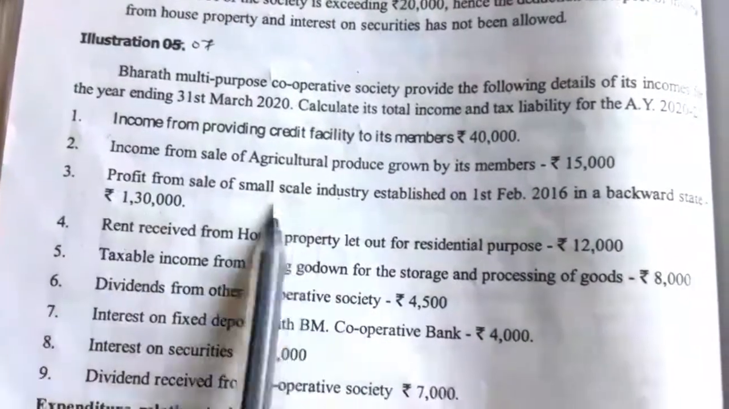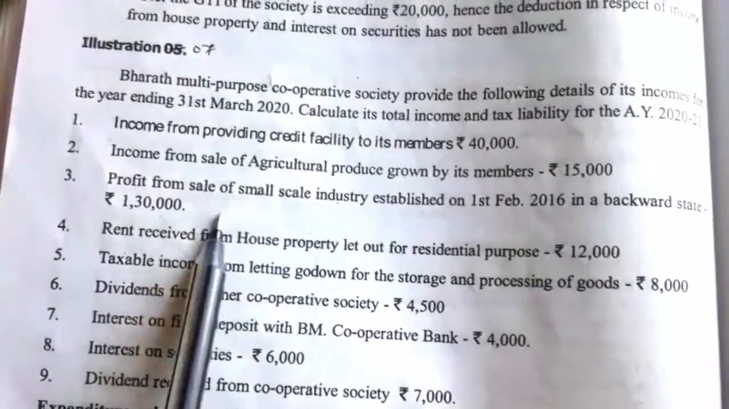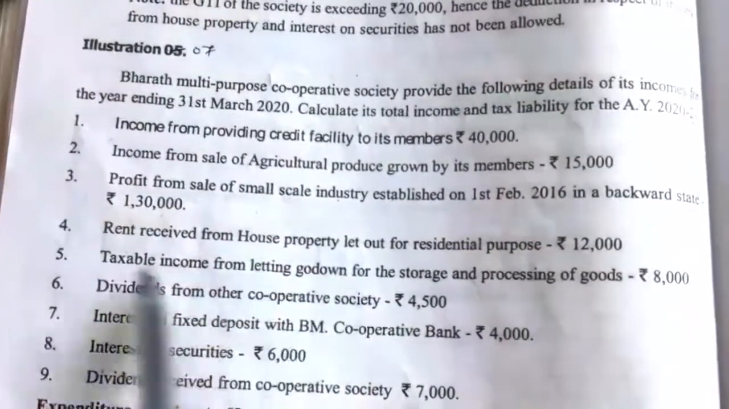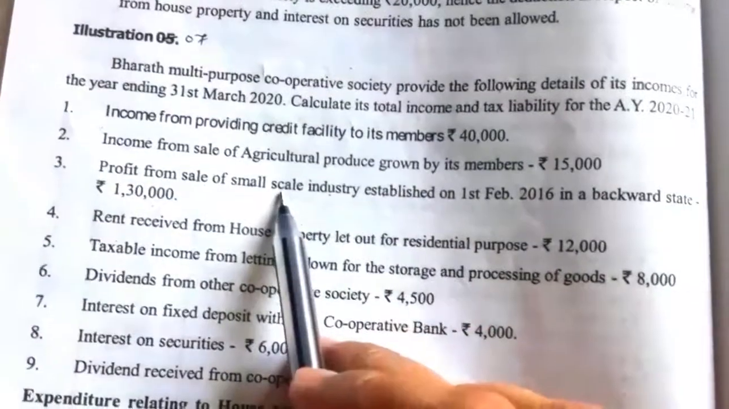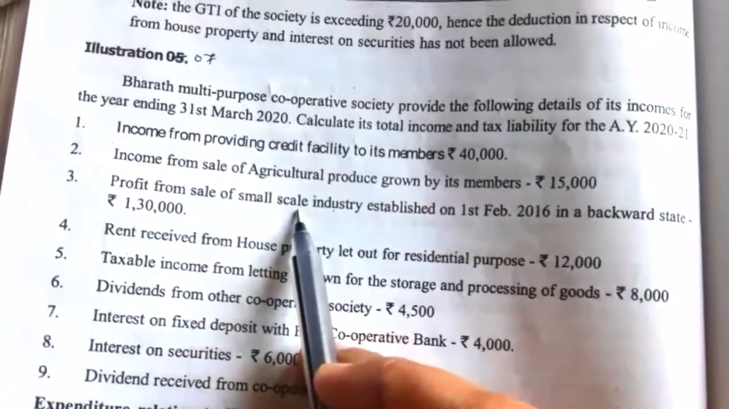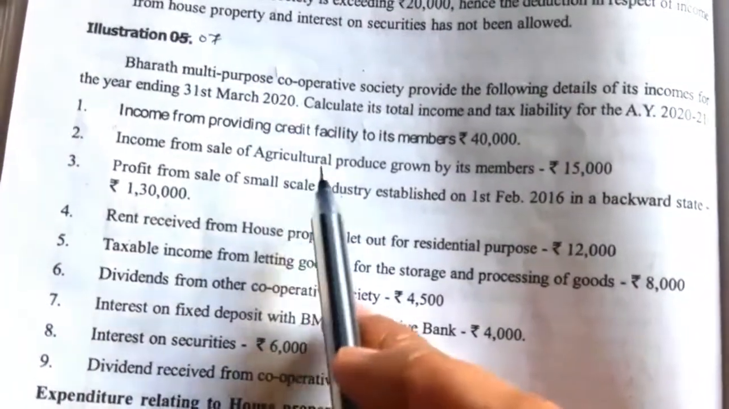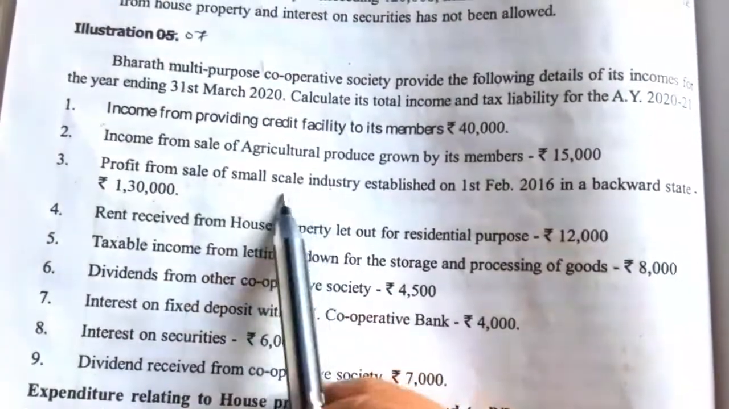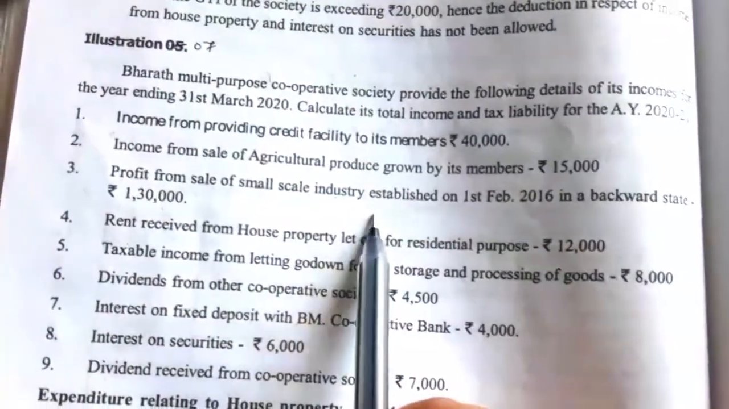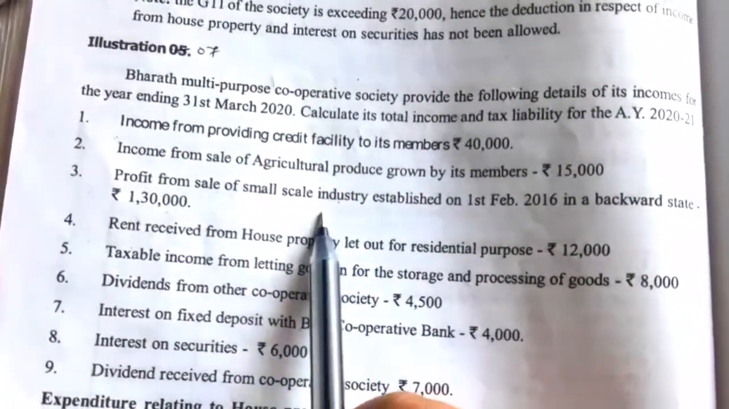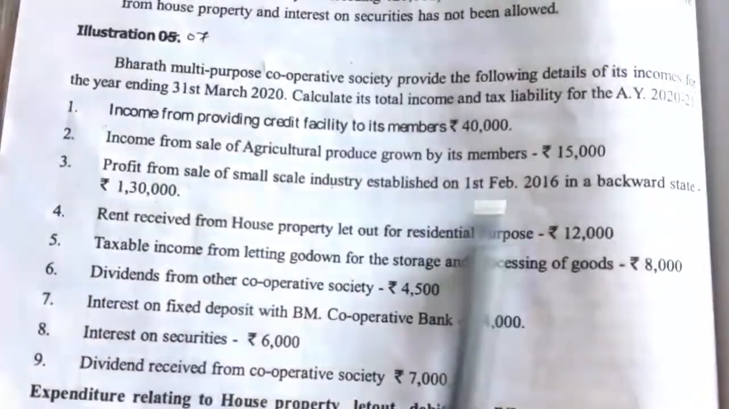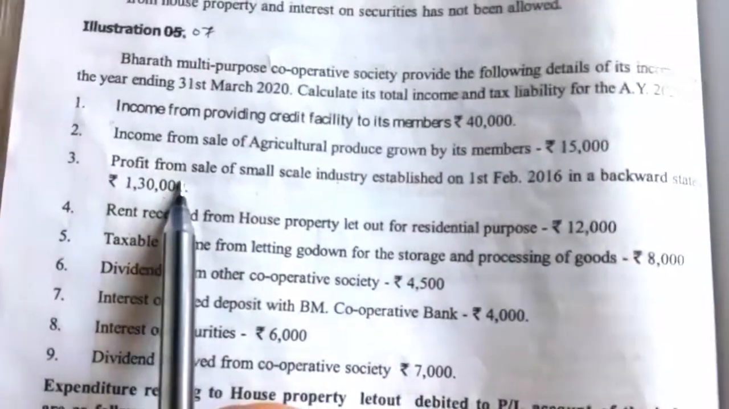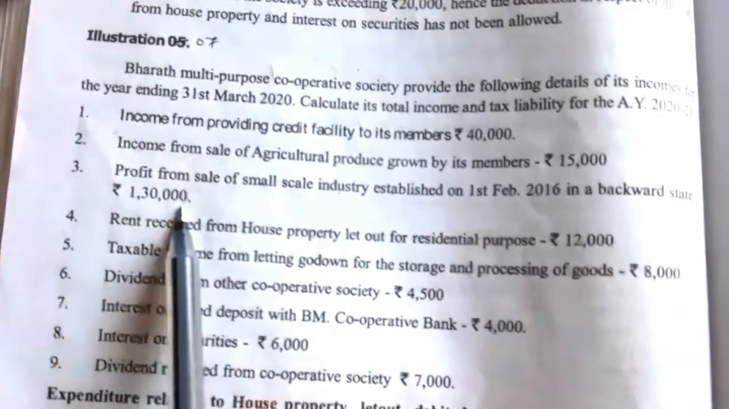Profit from sale of small scale industry established on 1st Feb 2016 in a backward state. So profit from a small scale industry is a business income. We can take it under the head business income. And for this profit from small scale industry, they can claim deduction under section 80IB. So that is relating to income or profit or gains from the sale of small scale industry. The deduction they can claim is 25% of their profit, income from business. So the deduction is available under section 80IB.